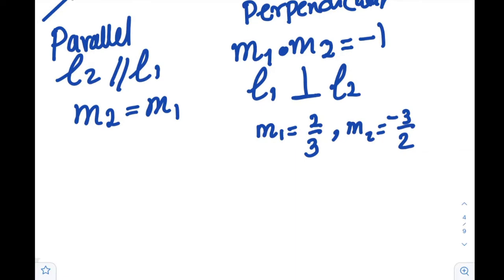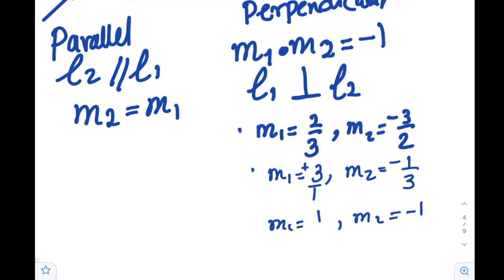Let's take another example. The first slope was 3. What is the slope of the line which is perpendicular to that 3? 3 is 3/1, so the perpendicular slope is 1/3. This was positive, so this is negative: -1/3. If the slope was 1, the second one will be -1, because 1/1 flipped and with the sign reversed is -1, and if you multiply them you get -1. This is how to find the slope of the perpendicular line.